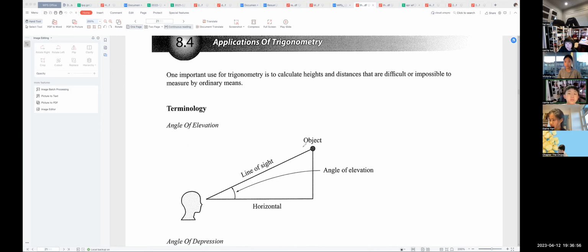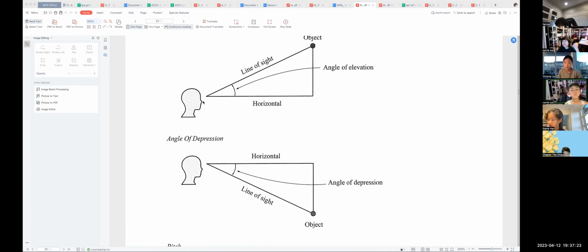So actually, when we look at something, we have a horizontal, which is adjacent, and if the object is up top to us, we have an angle of elevation. That is, if your eyes look upward, this is called angle of elevation. Understand? So the object is always above you, okay? And if you're looking down at something, that means the subject is below the horizontal, so this angle is called angle of depression. Understand, everybody?